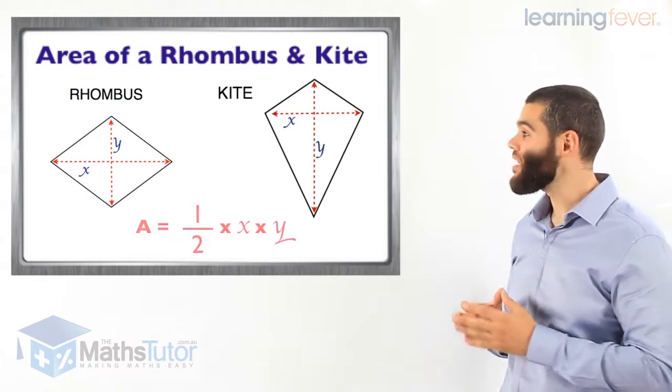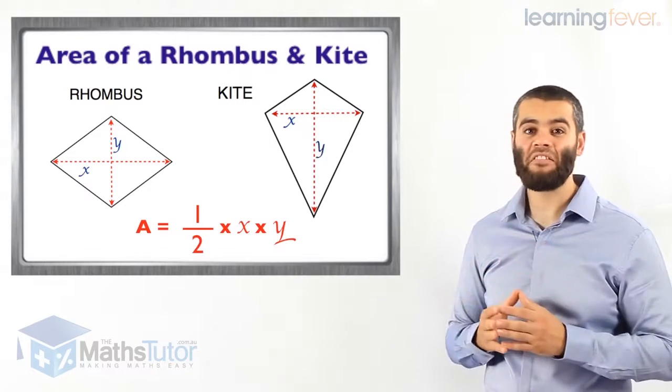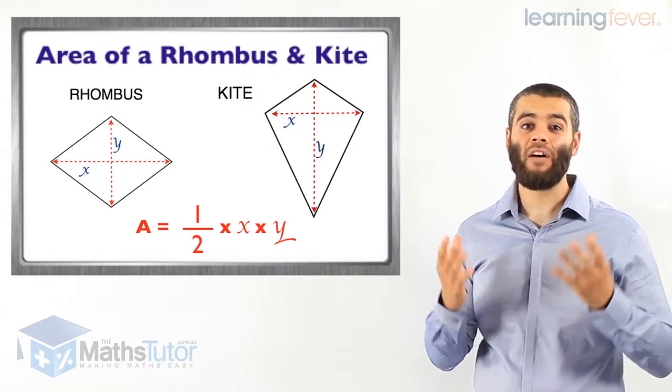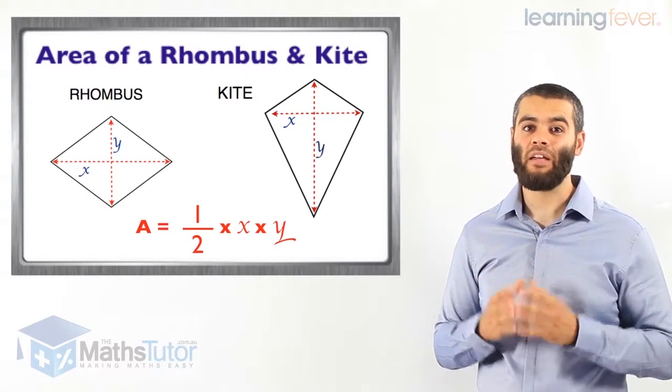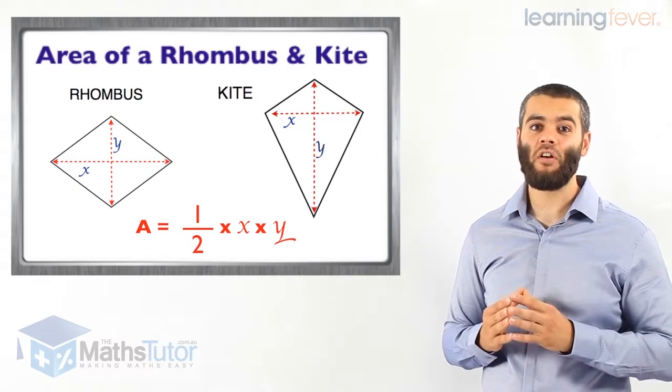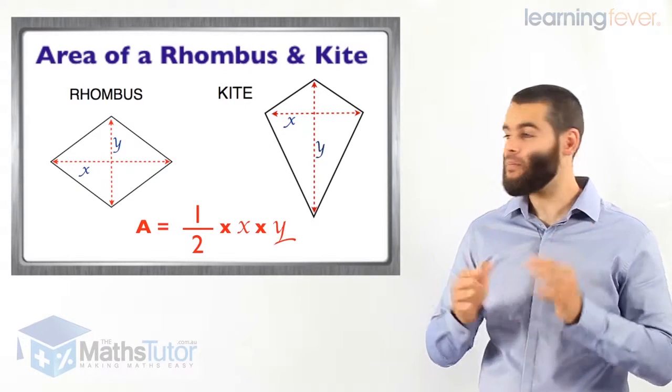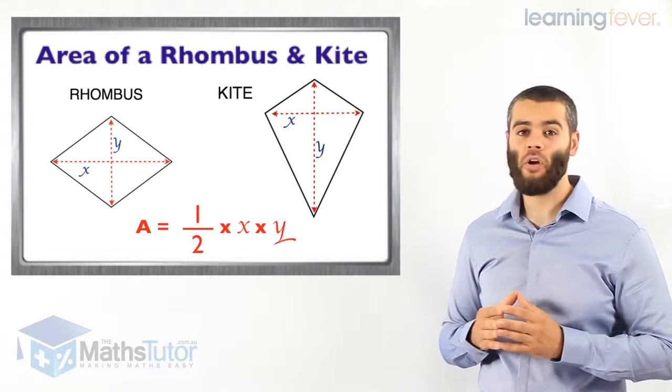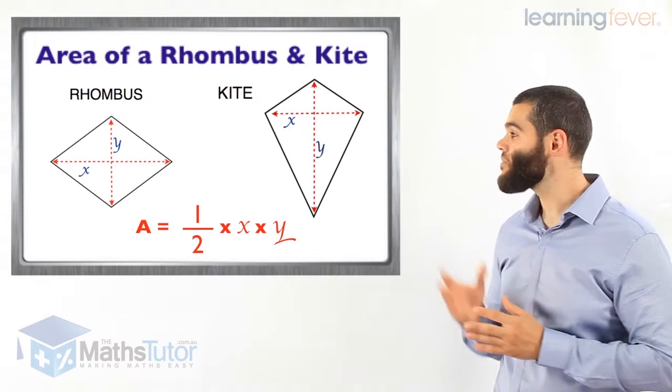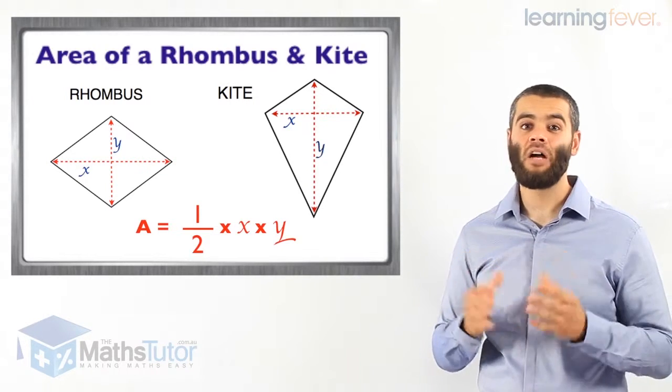The formula is half times x times y. Pretty simple. Whenever you think of a kite and a rhombus, remember that formula. The area of a rhombus, the area of a kite is half times x times y.